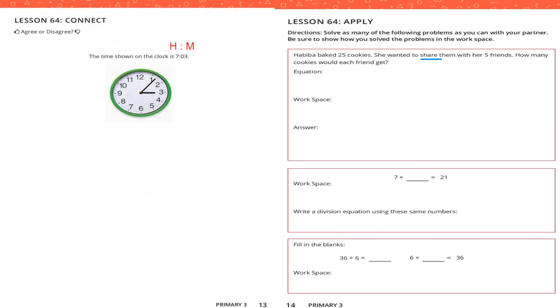Lesson 64, the connect part. Here he is asking me, is it correct? Do you agree that the time shown is 7:03? Sure, no. We said in the clock we have a short hand and a long hand. The short hand tells me the hours, how many hours. And these hours must be written on the left side. So here, instead of 7, I should write 3.